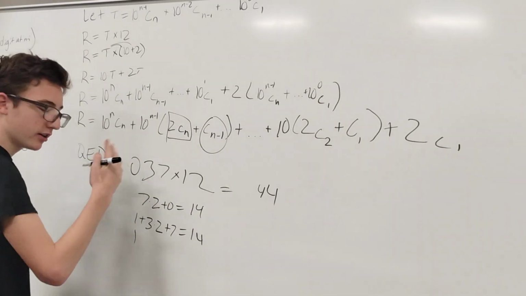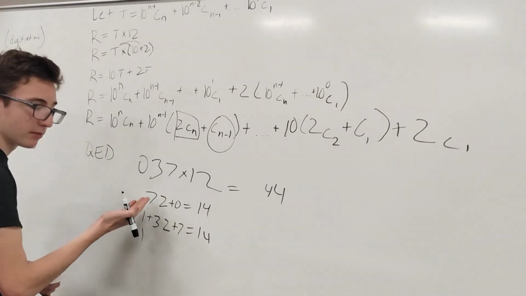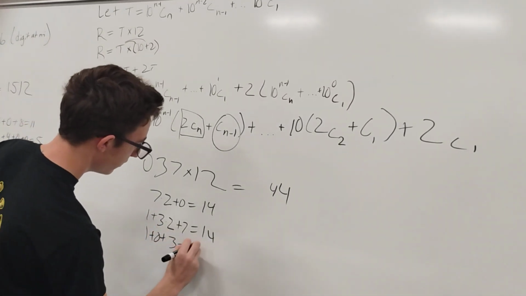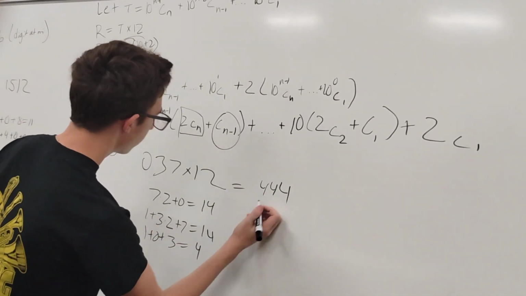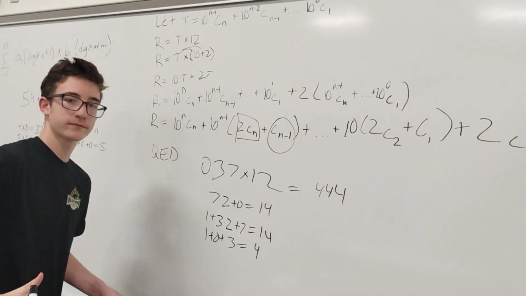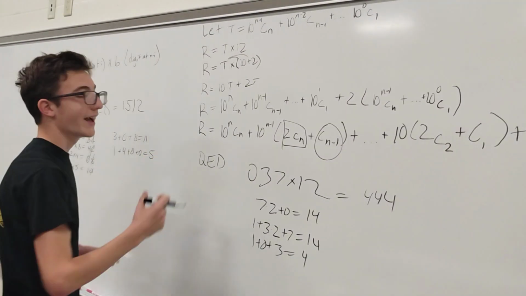Now we add a 0 here, so we can keep going, because we still have a neighbor. And you double your 0, which is 0, and then you add your 3, and you get 4. The answer is 444. And that's his method.